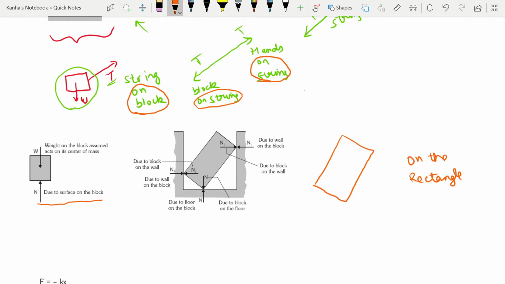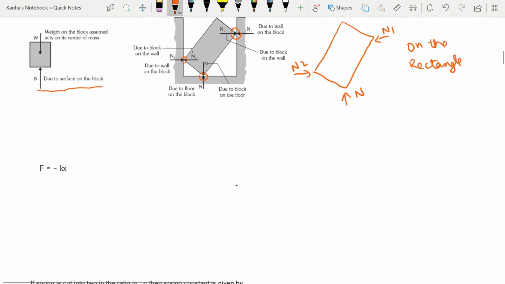Because normal reaction is a contact force, you need to first consider how many contacts there are. There is one contact here, one here, and one here. So it will have three forces in total, which are contact forces. I am not talking about the field forces right now, only the contact forces. So I will have one force in this direction, one in this direction, and one in this direction, which is N.